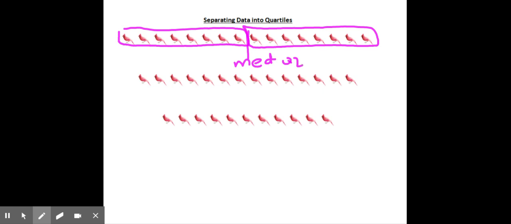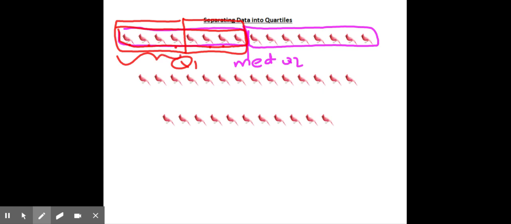Now the next part is we're going to separate the lower half of data. The lower half of data is right here, and we're going to split that in half. There's 1, 2, 3, 4, 5, 6, 7, 8 birds. That means we would section it off into 4 birds here and 4 birds here. This is what we would consider quartile 1. Q1 separates the lower part of the data.